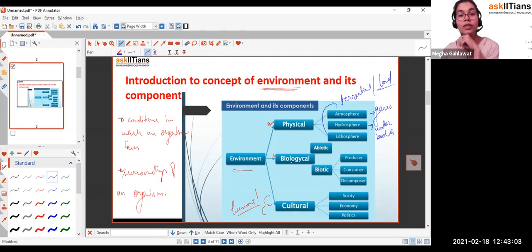And next we have the biological components. We have the abiotic and the biotic. Abiotic is going to have the water, wind, mountains, rivers, streams, soil, right? Which is very, very easy for you to learn. And for the biotic, we're going to have the organisms. And those organisms are divided into three parts. We have the producers, consumers, and decomposers.